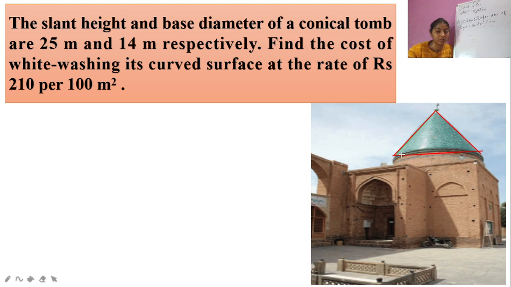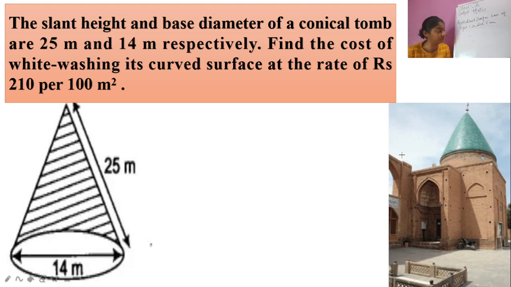So see, the diameter is given to you, so we need the radius for the curved surface area, right? Because we have to find out the whitewashing cost. How much cost you have to pay to that person whenever you paint this conical dome for the curved surface area part, only the outer part, not the circular part. Okay, so how much area you require, you have to find out. But students, you can see here we have only slant height and diameter. So how will you go with the diameter?